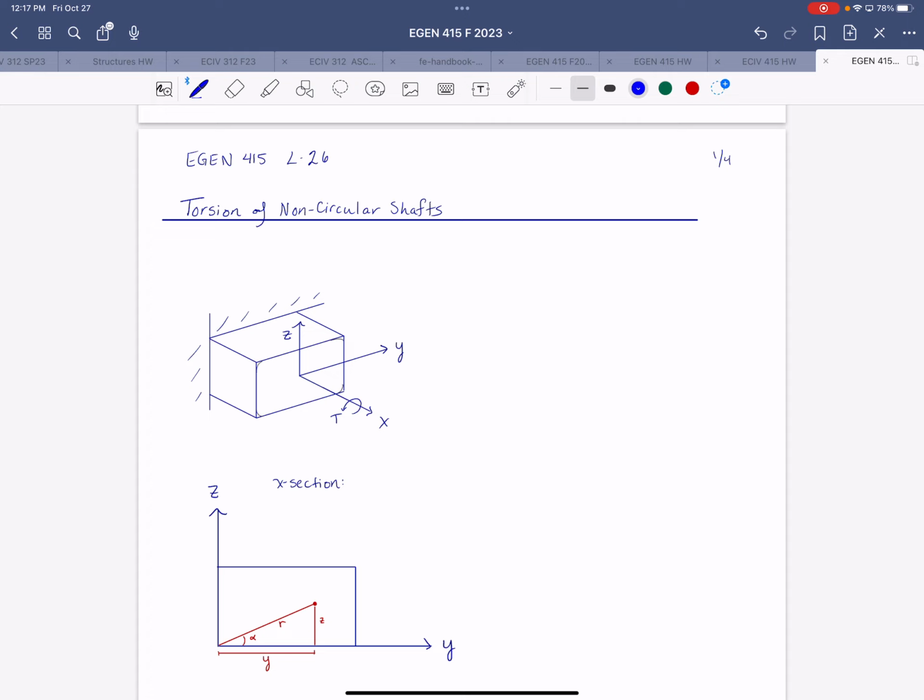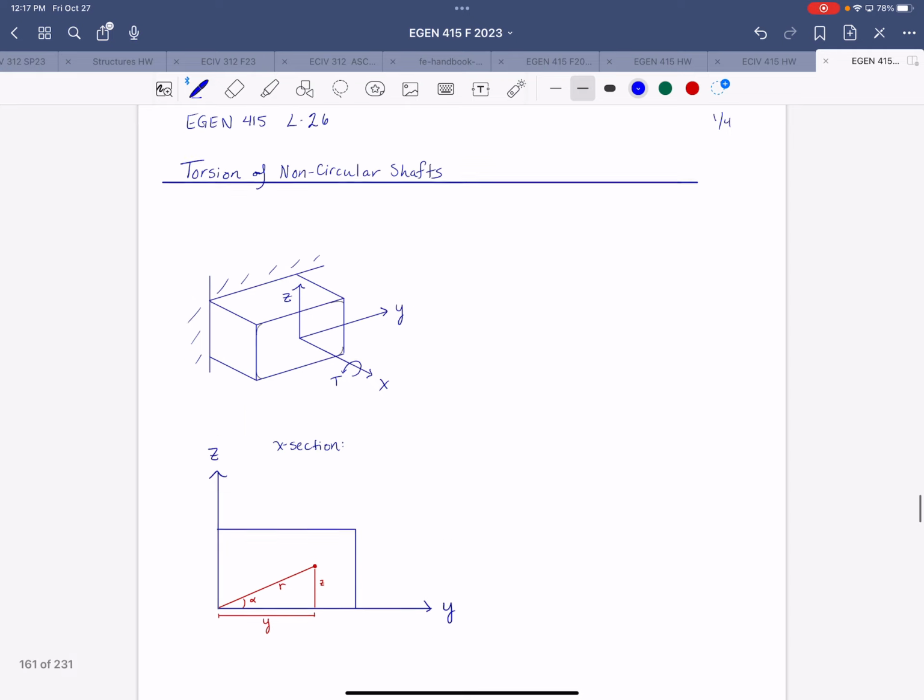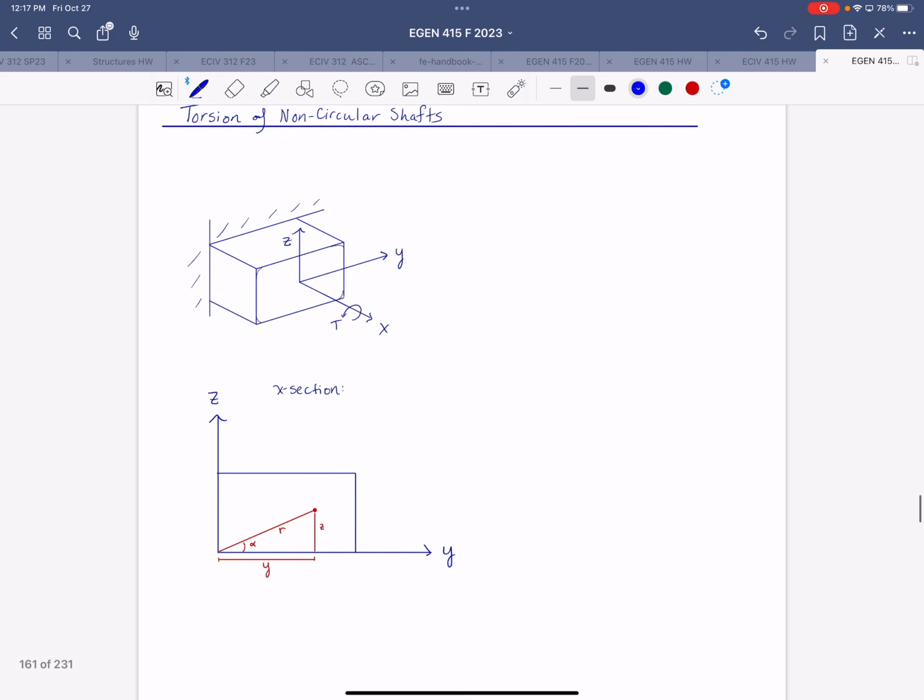For non-circular cross sections, we have to use an approximate method, so we don't get an exact solution. And so this first lecture is going to be the tedious one that goes through all the math behind that. And then after this lecture, we'll start applying it to different types of non-circular cross sections.